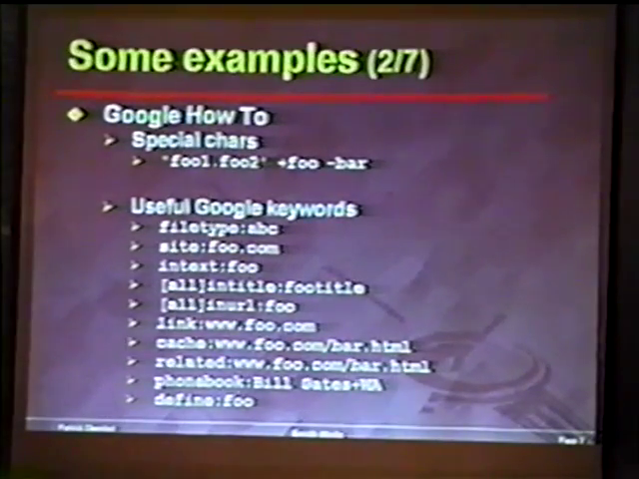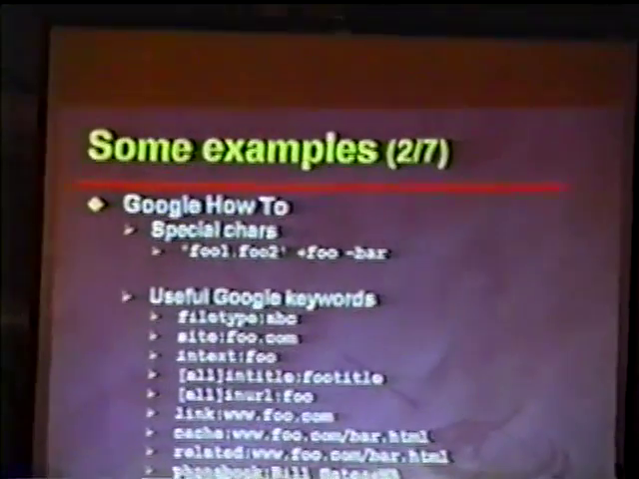And the new one, I think it's the latest keyword, is define, to have some definitions about a word. Google is able to find some definitions in its database, and it presents you 3 or 4 definitions of the word you specify. Very funny sometimes.